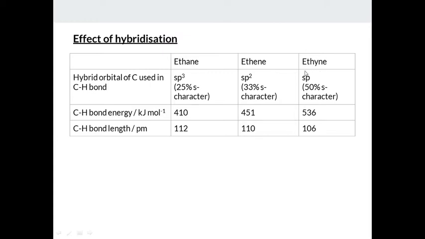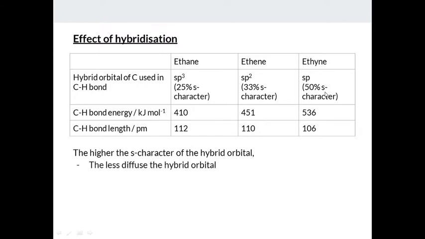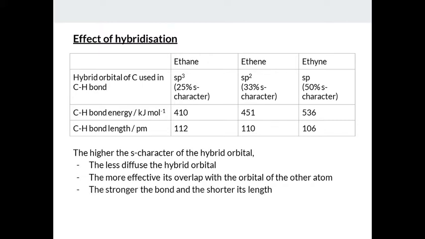The way to explain this is that moving from ethane to ethyne, there is increasing s character of the carbon orbital used to form the C-H bond. And the higher the s character, the less diffuse the hybrid orbital, since we know that the s orbital is more compact and less diffuse than the p orbital of the same quantum shell. And so the more effective the overlap with the orbital of the other atom, in this case the 1s orbital of the hydrogen atom, and the stronger the bond and thus the shorter the bond length.